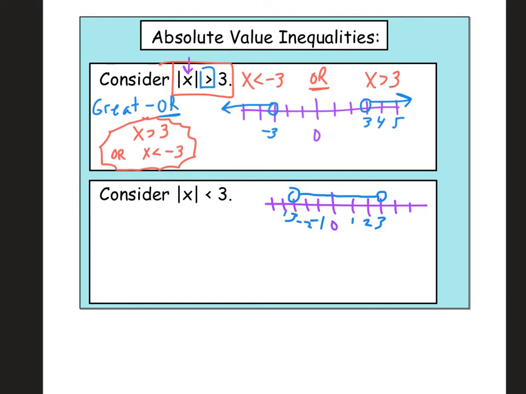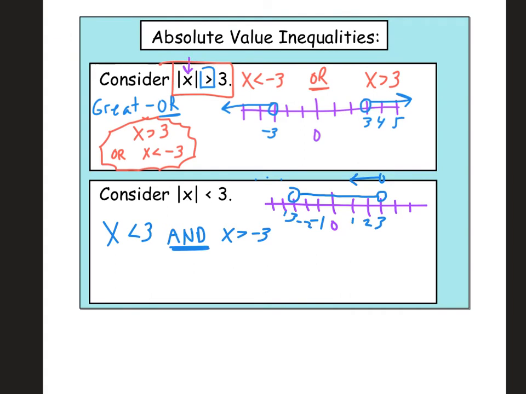So the issue is, how do we write that statement? Now this case, it's going to be an AND problem. x is going to be less than 3, because we're here and we're going that way. But it doesn't go on forever. We can't just leave it like that, because that would include numbers out here, negative 4, negative 5, negative 6, and those don't work. So in this case, it needs to be written as an AND. What else must be true about x? x must be greater than negative 3. And when it's an AND, it means that they both have to be true.